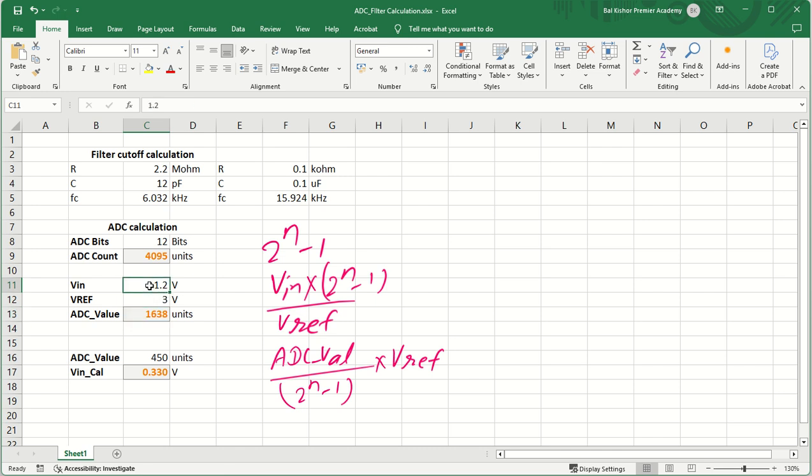As you can see, for 3 volt, it should come up as 4095. So yes, it is coming 4095. Understood? So I'll just keep it as 1.2 volt. This is how input voltage converts to ADC value, you have the calculator here.